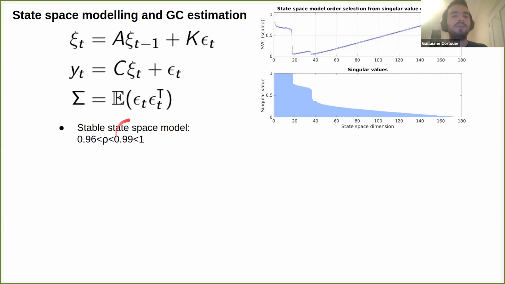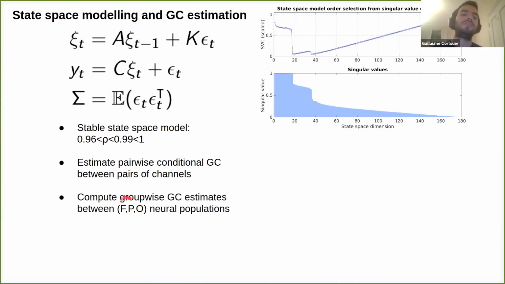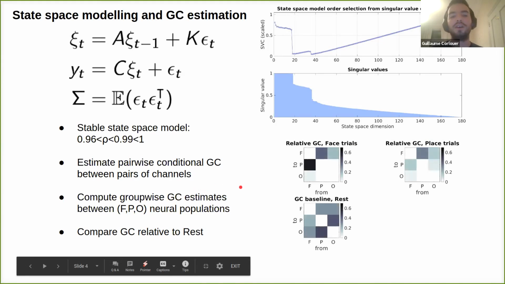So overall, our state space model is stable. That is, the spectral radius of the parameters is strictly less than 1, which means that we can use these estimates for Granger causality. In particular, we estimate pairwise conditional Granger causality between pairs of visually responsive channels, and we then average this pairwise conditional Granger causality over each channel belonging to a specific visually responsive population. These groupwise Granger causality estimates are the ones that we are interested in and that we will compare relative to resting state.